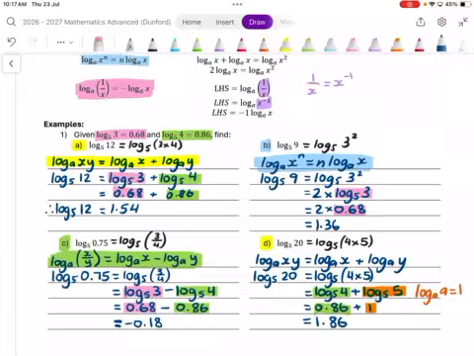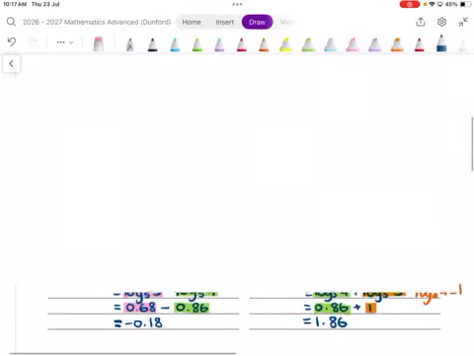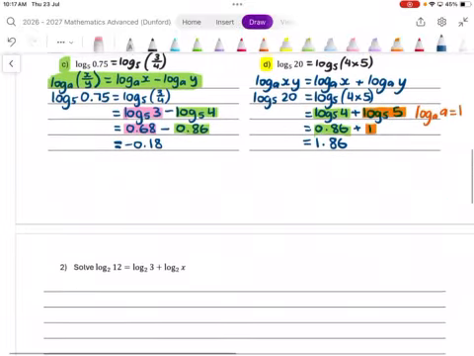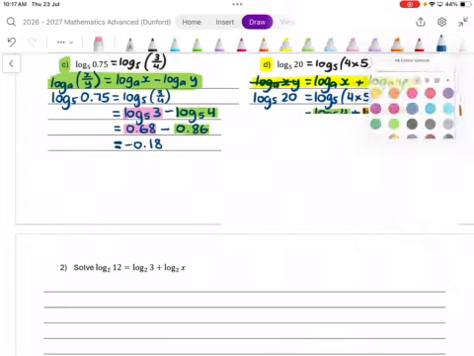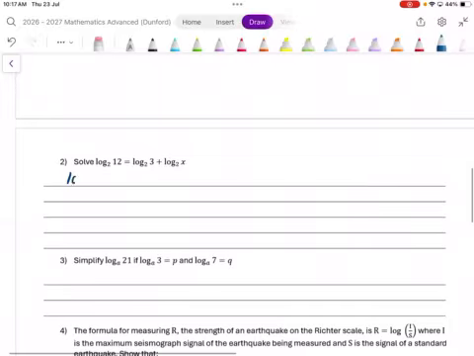Okay, so we're using those properties for our next set of questions as well. So in our next question, we have to solve log base 2 of 12 equals log base 2 of 3 plus log base 2 of x. Now, this is written in that yellow property form, in our multiplication form. So we're going to copy that out. So we will have our log base a of xy is equal to log base a of x plus log base a of y.